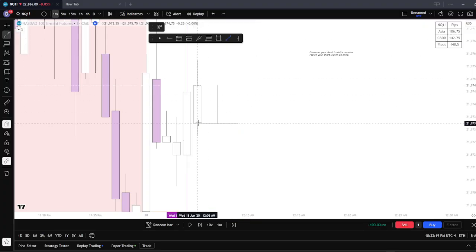Price moved up all the way to 21,974.75, meaning that in the time of this 1 minute, because we're on the 1 minute time frame, every candle here is a span of 1 minute. So this candle took 1 minute to form. Same with every other one behind it.